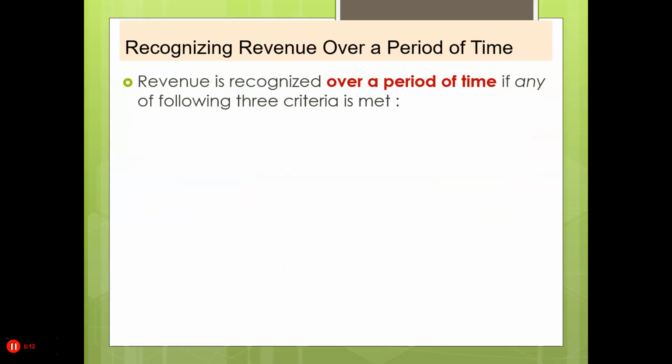Now, what happens recognizing revenue over a period of time? Now, revenue can be recognized over a period of time if any of the following, any one of them, is met.